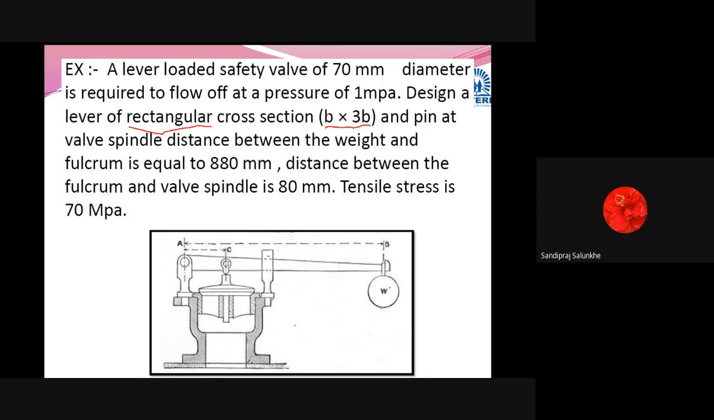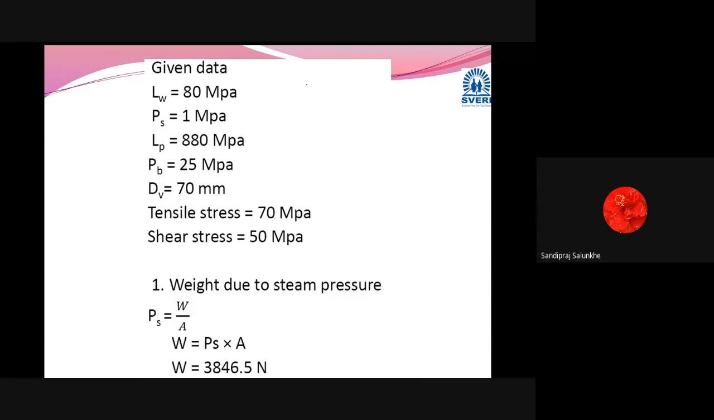Okay, so while we are going to solve this problem, first of all, we have to consider the given data. Length from the externally applied load is 80 millimeter from that fulcrum. Length of the effort which you are going to apply, that is P, you are going to consider as 1 megapascal. That is the pressure of steam. Then length of the effort which we are going to apply is 880 millimeter. It is not megapascal, it is millimeter.